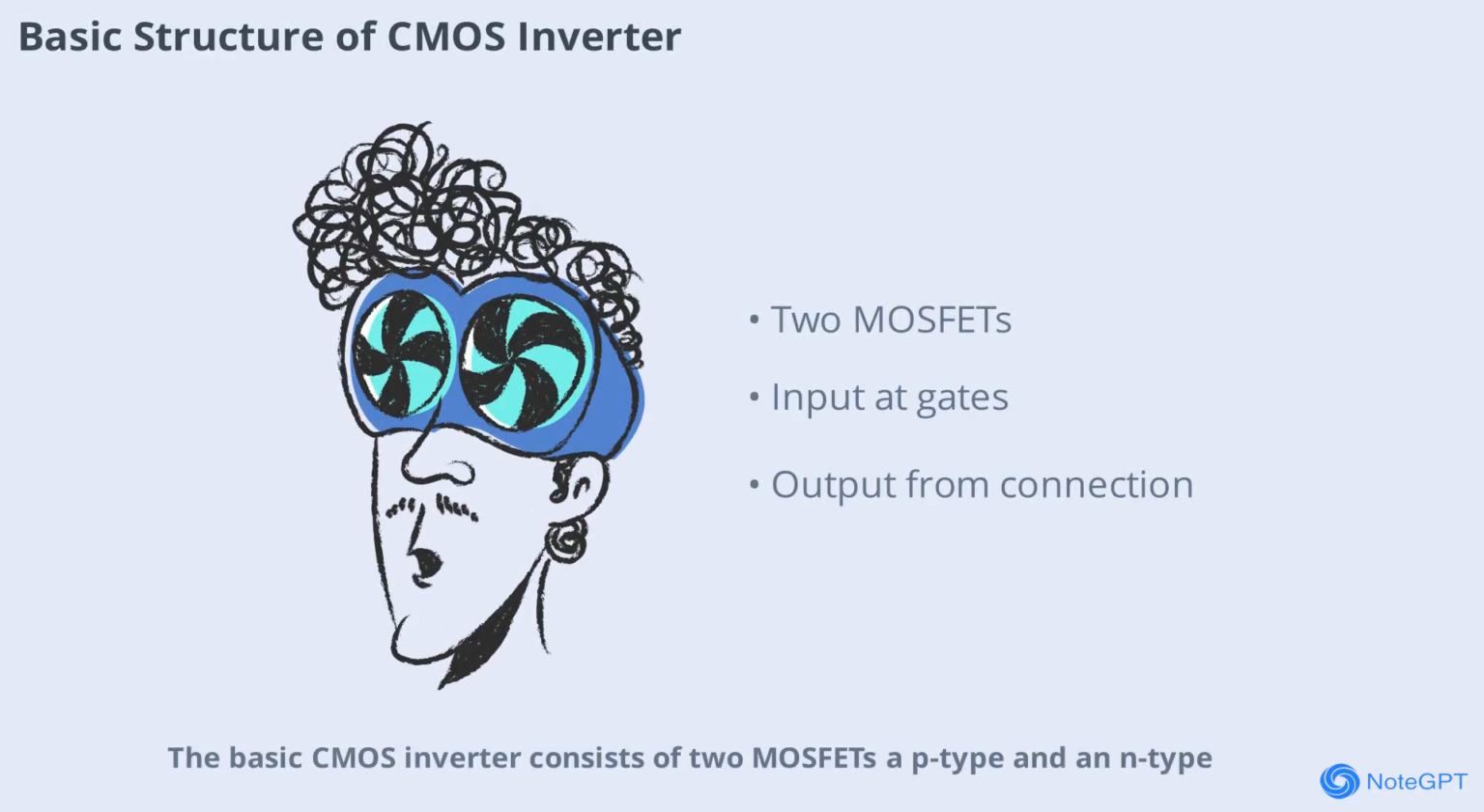A basic CMOS inverter consists of two MOSFETs, a P-type and an N-type. The P-type MOSFET is connected to the power supply while the N-type is connected to ground. Both gates are tied together and serve as the input, while the output is taken from the connection between the two transistors. This simple yet powerful arrangement allows the inverter to switch states efficiently, making it the backbone of digital logic circuits. Let's visualize the structure and understand how it operates.